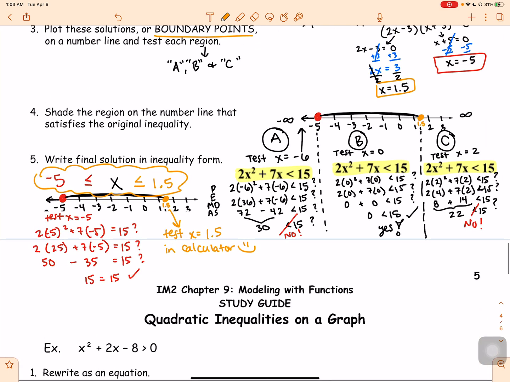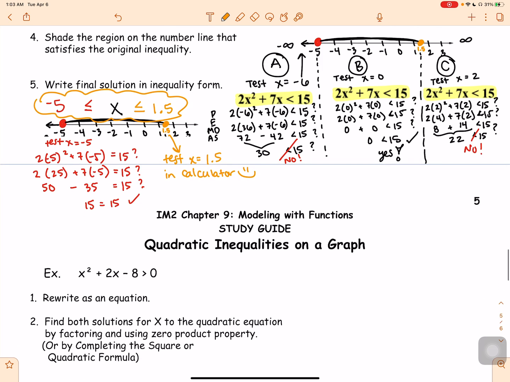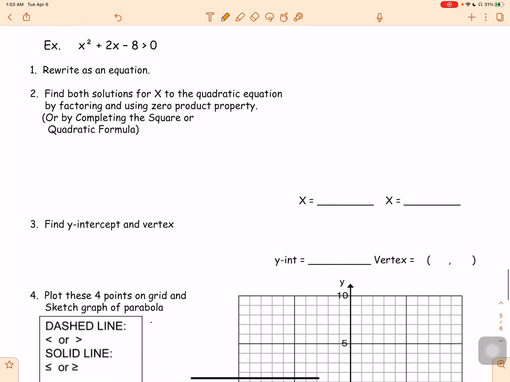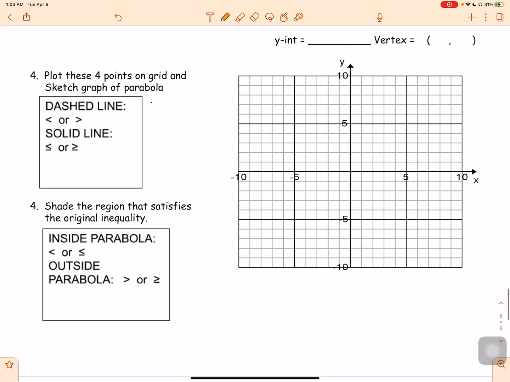So with these, it's a lot of testing, all right? And I know this has been long so far, but let's go and do one last one where we're also going to graph it, okay?